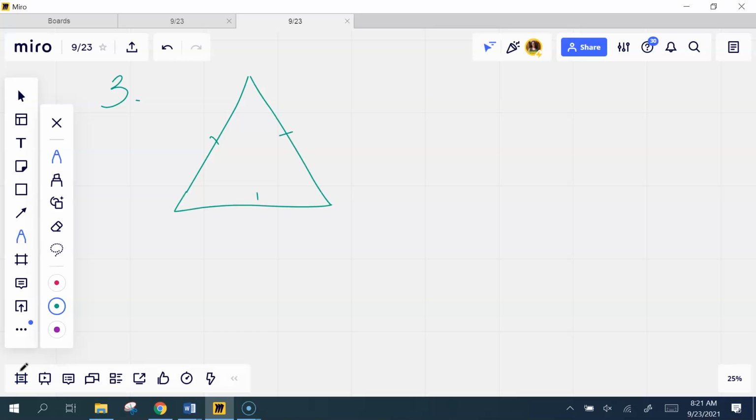This is an equilateral triangle, which means all three sides are the same length, because that's what equilateral means. And it says the area of an equilateral triangle is a function of the side length S. So if this is S, how do you find the area of a triangle, first of all?